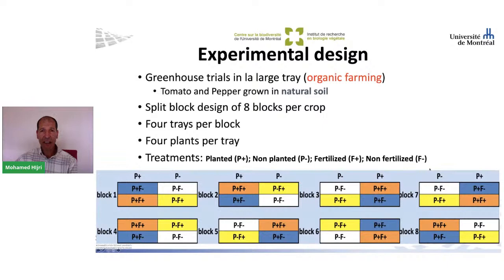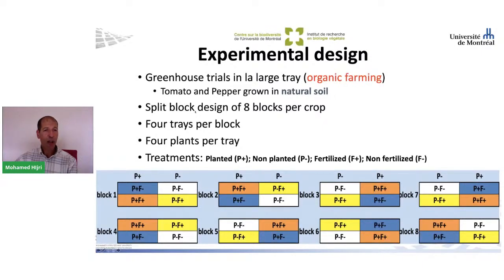So the experimental design was as follows. The trials were greenhouse trials, and there were two. They were under organic farming, so please keep in mind, this is important. All the trials were done under organic farming using two crops, tomato and pepper, and using natural soil. This soil was not sterilized, was not multiplied. It was taken directly from the field and brought to the greenhouse to set up the experiment.